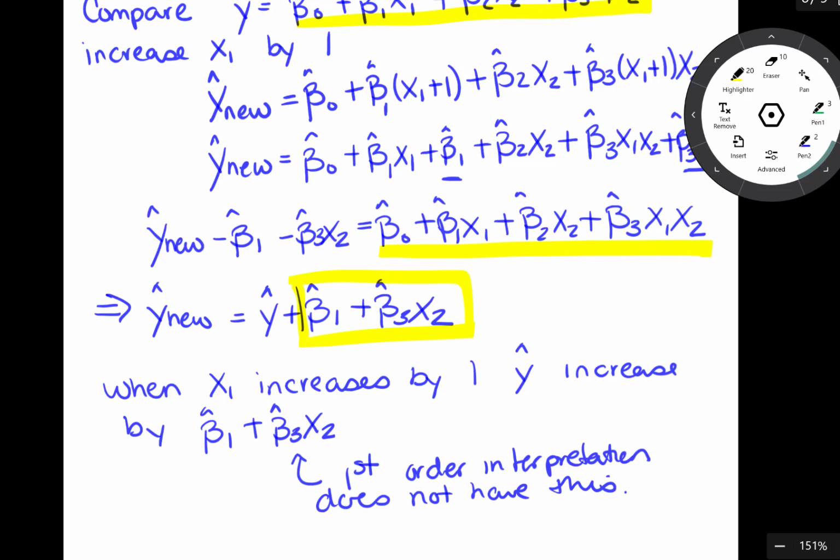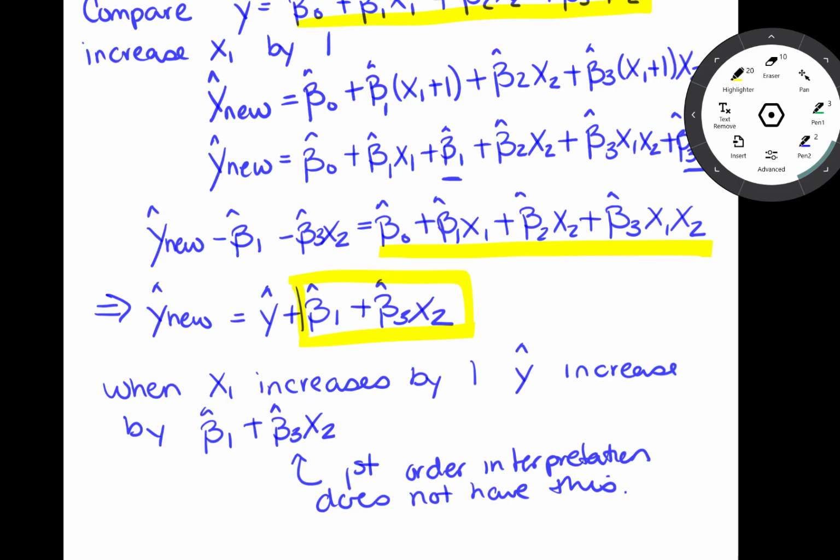So interpreting the beta estimates is much more complicated here. We can't talk about the interpretation of beta hat 1 like we did before, because the interpretation of what happens when x1 increases by 1 actually involves both beta hat 1 and beta hat 3 times the value of x2. So for this reason, we generally don't talk about the interpretation of the beta hat 1 and the beta hat 2, because again, it's much more complicated than it was before.